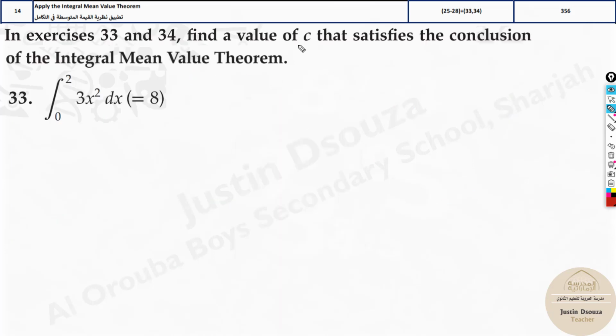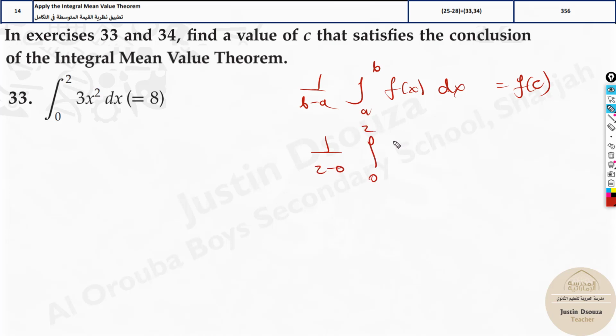Now, in these exercises, we have to find the c value that satisfies the conclusion of the integral mean value theorem. So let's write the formula of integral mean value theorem. It is 1 by b minus a, integral a to b, f of x dx, right? Now this entire thing we will consider to be f of c. Now let's substitute based on this formula. It is 1 by what is b minus a? It will be 2 minus 0, integral 0 to 2. f of x is 3x squared dx. This is function of c. Let's take c as just a random term. Now, because we'll find this value in a minute.